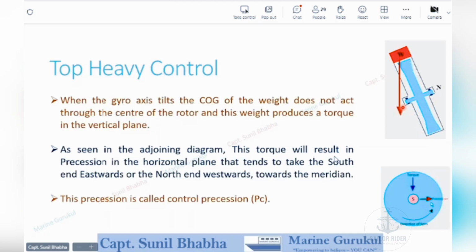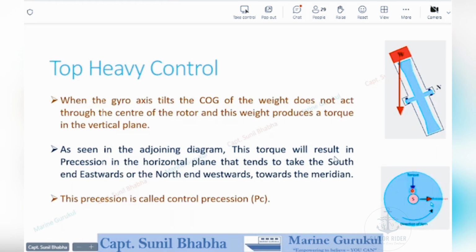And how is this precession going to act? Take your attention to the bottommost diagram. This is looking at the rotor and spin axis arrangement from the south end. Now you can see that the weight is now acting on the south end, pushing it downwards. This is represented by the blue color arrow in the bottom diagram. You can see the blue color arrow showing the torque which is being generated by the top heavy weight. Now when this weight acts on the spin axis, because of precession, this torque turns 90 degrees in the direction of the spin.